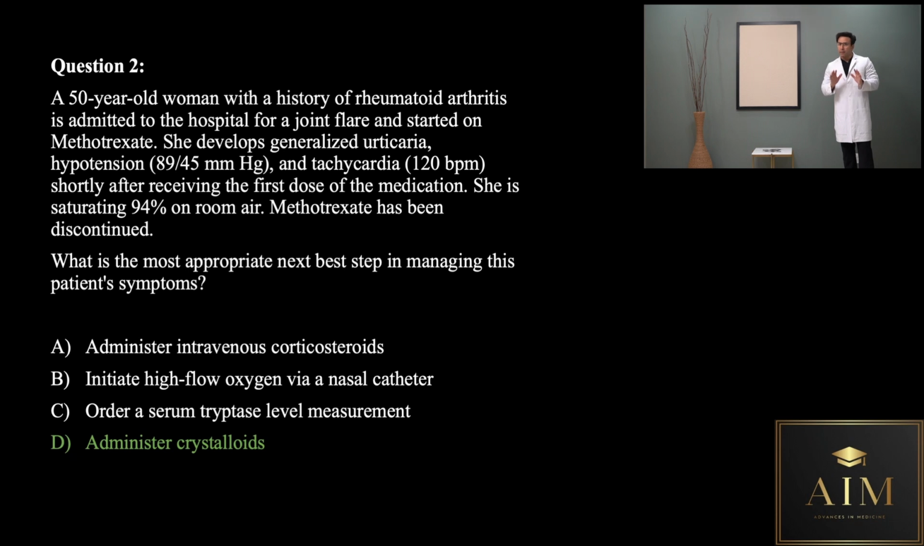While corticosteroids may be used to manage allergic reactions, addressing the patient's hypotension and shock is the immediate priority. Intravenous fluid should be administered before or alongside corticosteroids. The patient's oxygen saturation is already at 94%, which is acceptable. Oxygen supplementation is vital in cases of respiratory distress, but not the primary intervention for shock. Again, measuring serum tryptase level can help diagnose anaphylaxis. However, it is not an immediate step in managing the patient's acute symptoms.